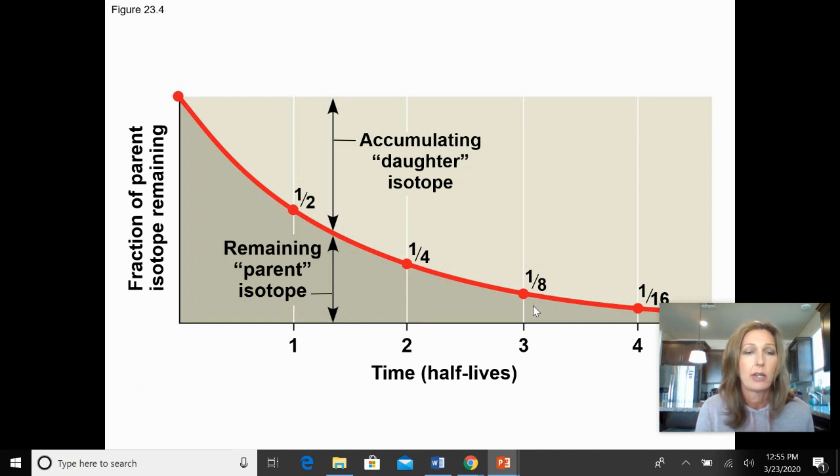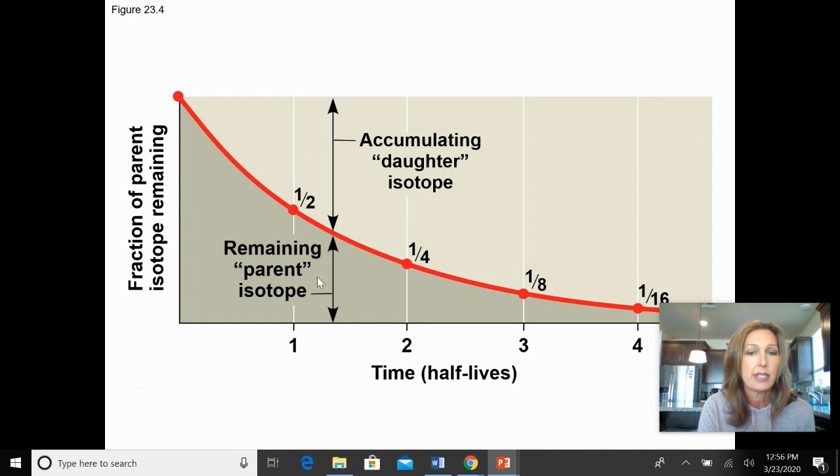Now, this is a calculation you're going to need to do when there are several practice problems for you to be able to determine the age of a fossil based on a known half-life. So when we do talk about half-lives, every radioactive isotope has a known half-life. It's the set known amount of time it's going to take for half of the parent isotope to break down and decay.